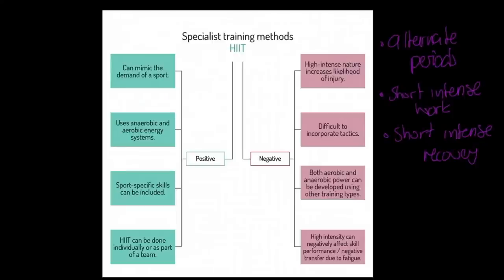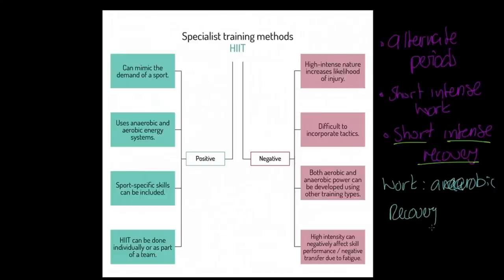Now, this is really important because it's this that forces the aerobic systems to develop. Because, of course, the aerobic bit is the recovery bit. So just to be clear on this, the work is anaerobic and the recovery is aerobic. So if we have very specific recovery times, that forces our aerobic system to have to work really, really hard. So we work on both anaerobic and aerobic power.